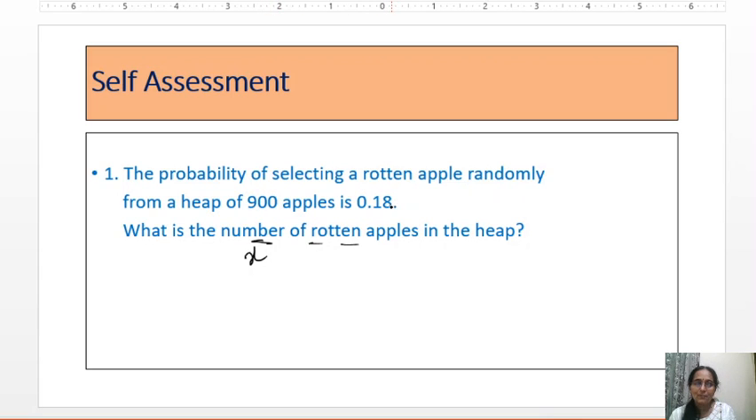You got a simple equation. You know how to solve a simple equation, right? Find the value of x. It is your required answer.